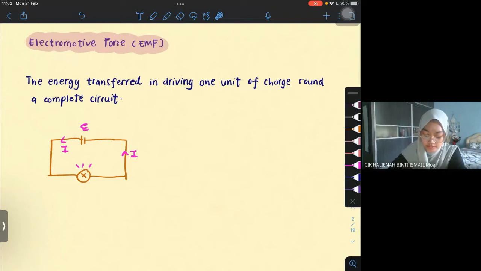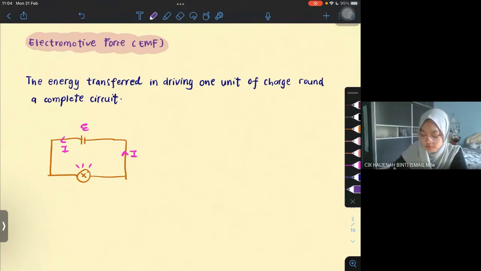Based on this definition, the battery actually supply energy to the charge in the circuit. So they supply energy. Actually dia bukanlah force, they supply energy. So that charge tu boleh bergerak daripada positive plate and then complete one circuit. Complete balik and then patah balik kepada negative plate. So that is what we call as electromotive force, the energy provided by the battery.